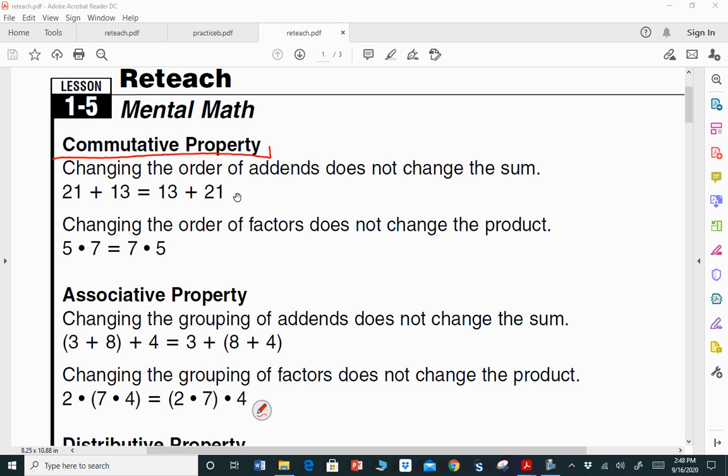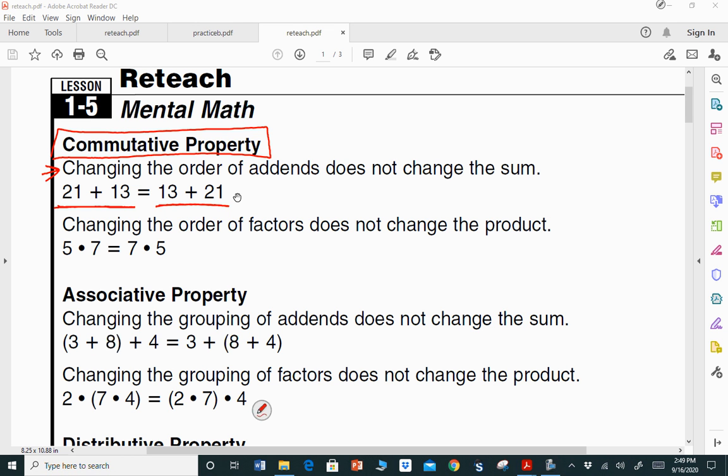The commutative property says that changing the order of addends does not change the sum. So 21 plus 13 and 13 plus 21, it's the same thing. So the commutative property is basically telling you that you can move around addition problems. You can switch the order in an addition problem.